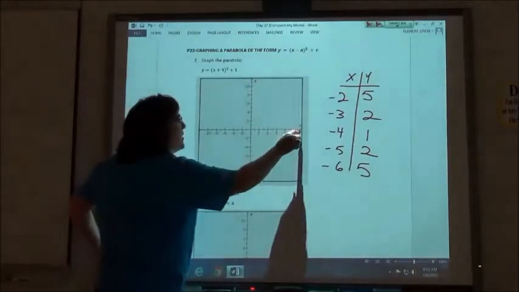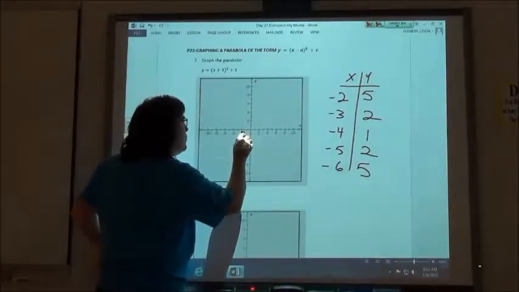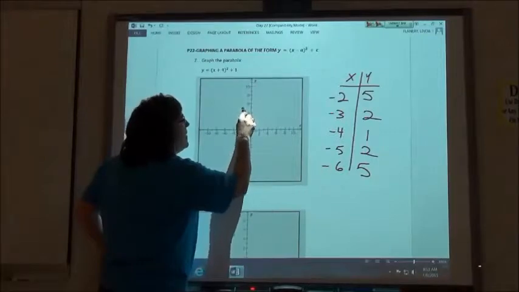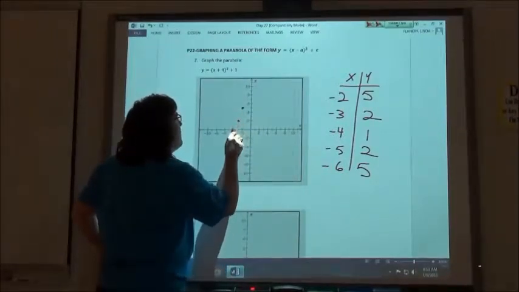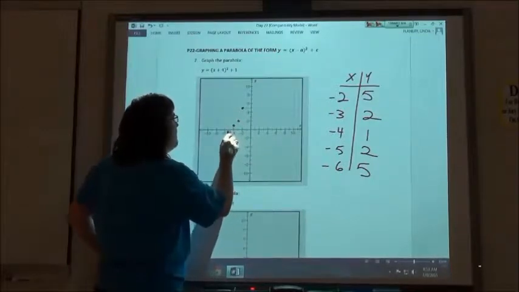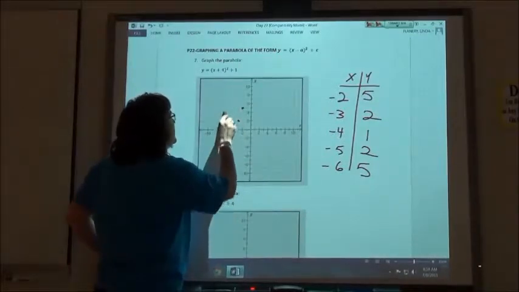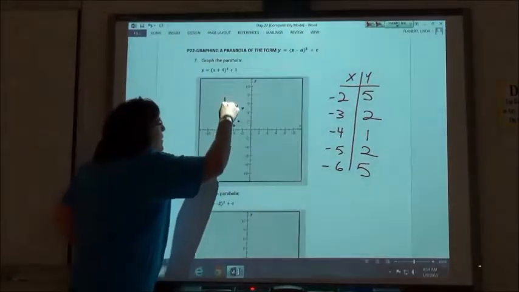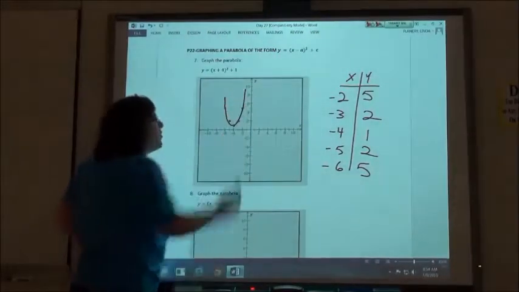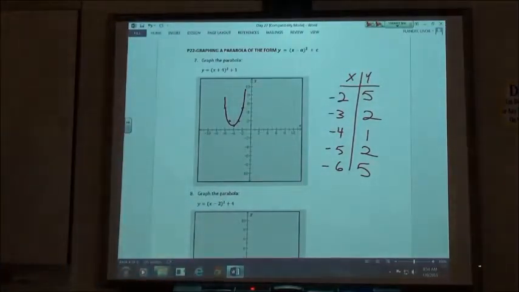So plotting my points there, negative 2, 5, negative 3 is up 2, negative 4 is up 1, negative 5 is up 2, and negative 6 is up 5. Then you just put your 5 dots on and hit the graph button, and then it's going to put your parabola on your graph for you.